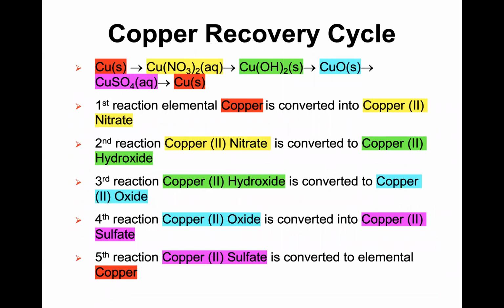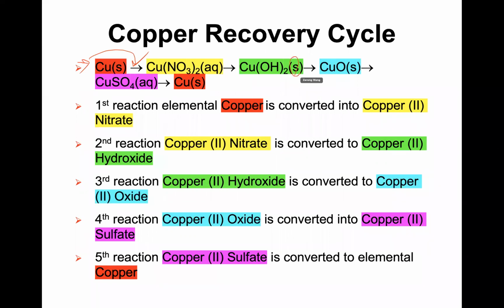So let's see the individual steps. The first step is to convert the elemental copper into solution. In this case, you can see we will convert it to copper nitrate, and this nitrate will be in aqueous solution. Then we will change the pH to basic and allow it to precipitate. So this becomes a solid.